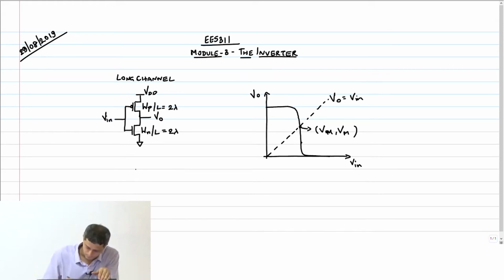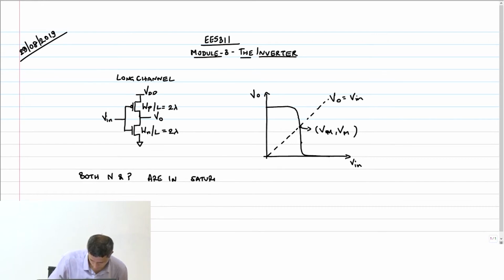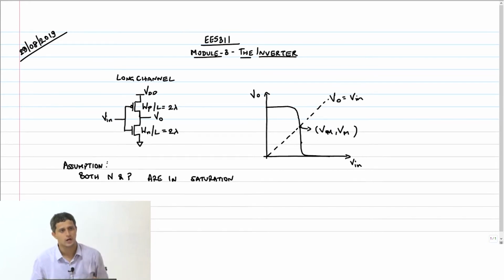Therefore, these two devices are obviously in the saturation region, because Vm is somewhere close to VDD by 2. Both devices are in saturation, right? Okay, this is only an assumption, by the way. It needs to be verified after you get the answers with numerical values, to be sure that the assumption is correct. Let me reiterate that point.